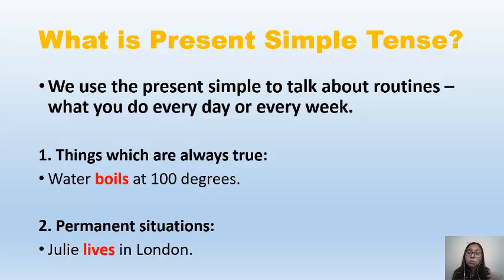Now, for the negative form, we use don't or doesn't. In the case of she, he, or it, we use doesn't, and in the case of I, you, we, they, we use don't. Then for the questions, we also use the auxiliary do or does. Do for I, you, we, they, and does for she, he, or it. Good. And then if you want to answer a question, you say yes, I do, no, I don't. And if the question is with does, you say yes, she does, no, she doesn't.